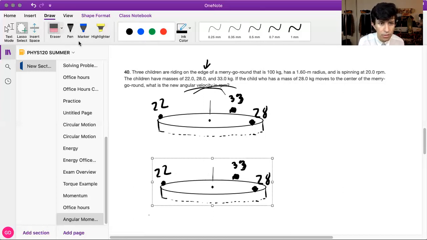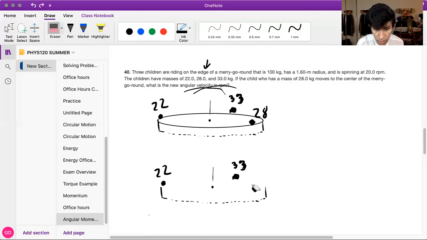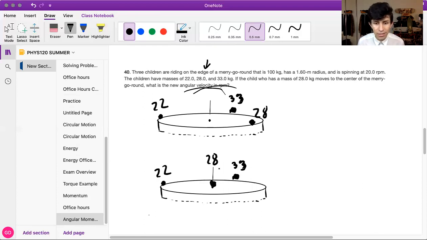So here we go. Let's erase this and this. Ugh, not the whole thing. Oh, I'm gonna try to do this really carefully. Yay, I did it. If the child is now here in the center, I'm gonna put 28 up here. How does that affect the whole situation? So the inertia changes now. I'm gonna call this inertia 1, inertia 2. Notice I'm gonna call this angular momentum, and then this is gonna be angular momentum prime.